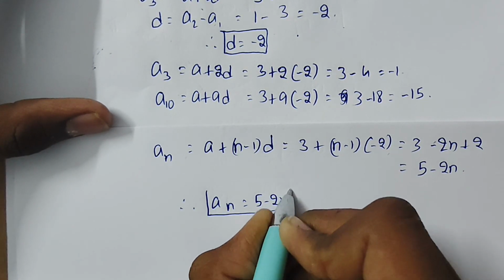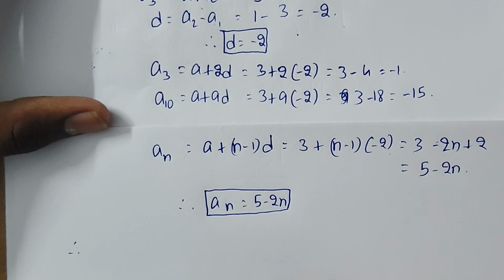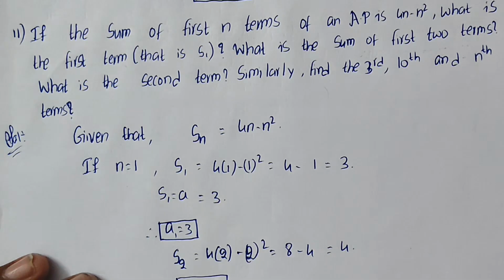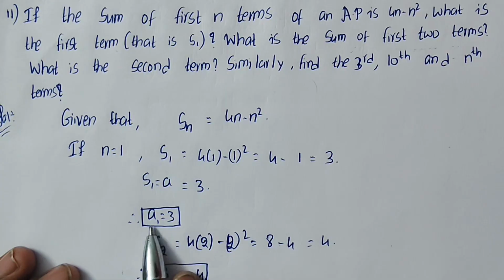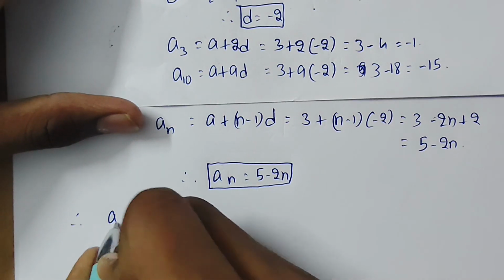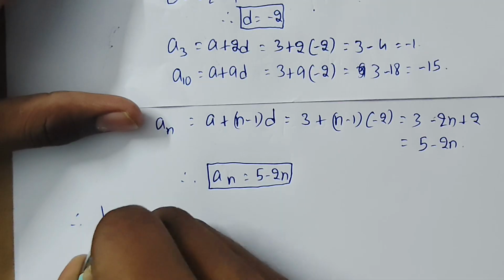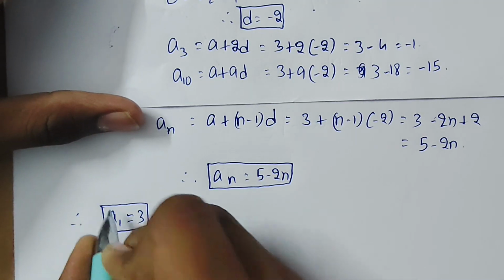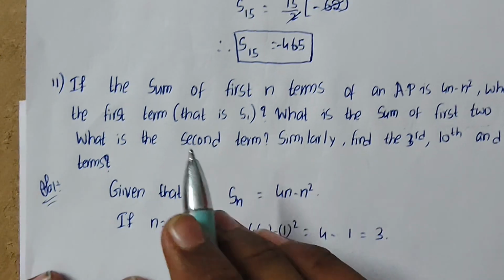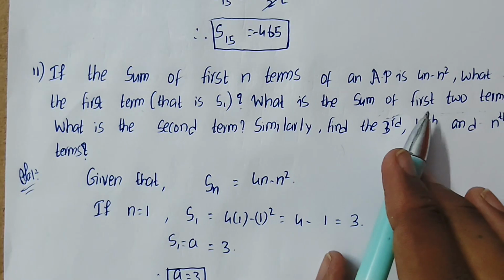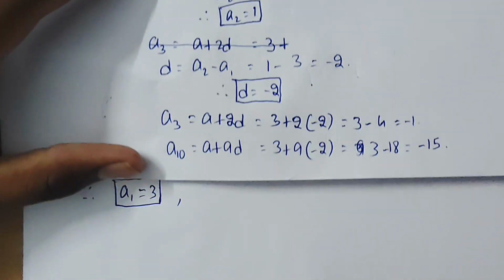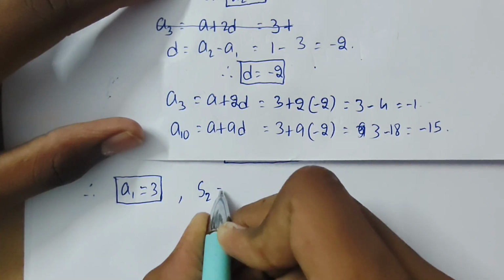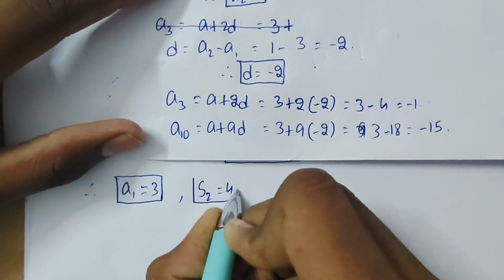Now therefore, I am writing from the first onwards. What did he ask? What is the first term? We got a1 is equal to 3. Next, what is the sum of the first two terms? That means s2. What s2 did we get? That is 4. So s2 is equal to 4.